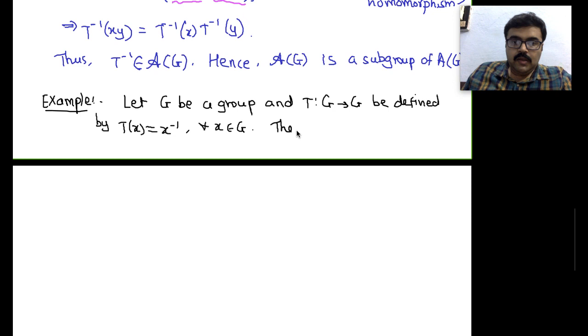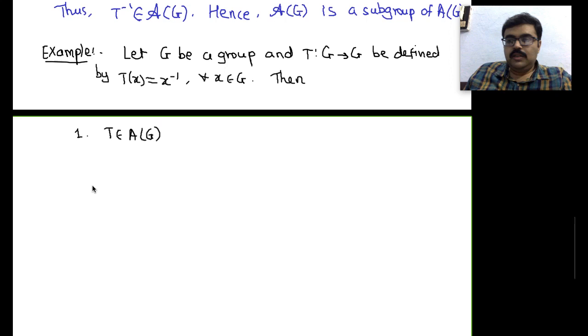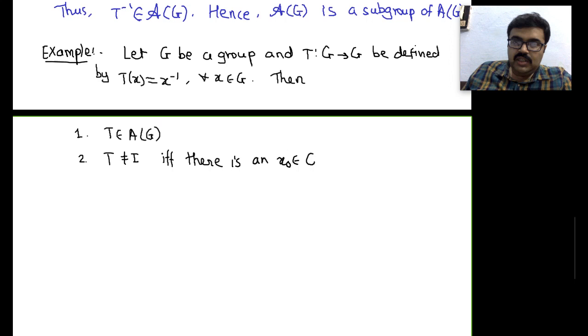Then we have three things. First one, T is one-one and onto, T belongs to AG. Second one, T is non-trivial if and only if there is an x0 in G such that x0 is not self-inverse, that means x0 inverse is not itself. And third, T is an automorphism if and only if G is abelian.